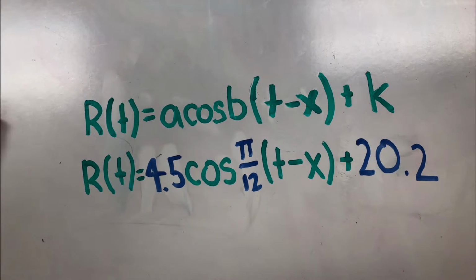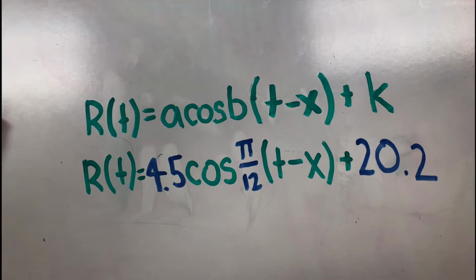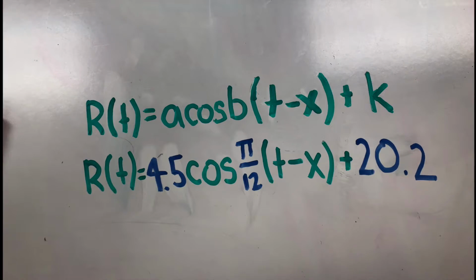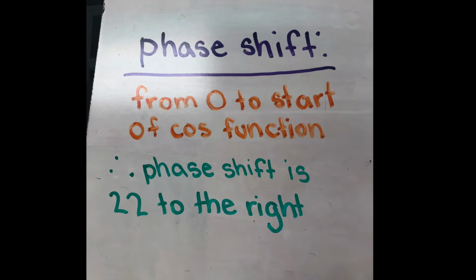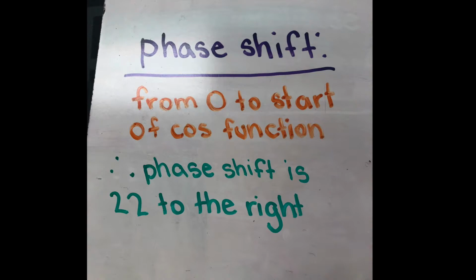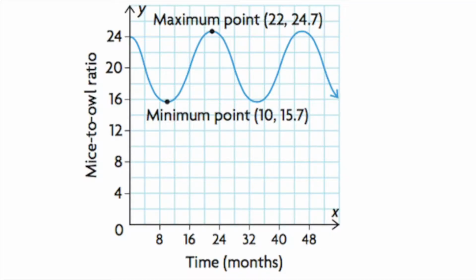You now have three numerical values for your equation. You have your b value, your k value, and your a value. Last but not least, the last part to completing the equation is finding the phase shift. The phase shift needs to be found because in this example, the positive cosine function does not start at y equals 0. In order to find the phase shift, you must simply look for where the positive cosine function starts. Then you must find the value of how much it was translated from 0. In this example, you can see it was translated 22 units to the right.